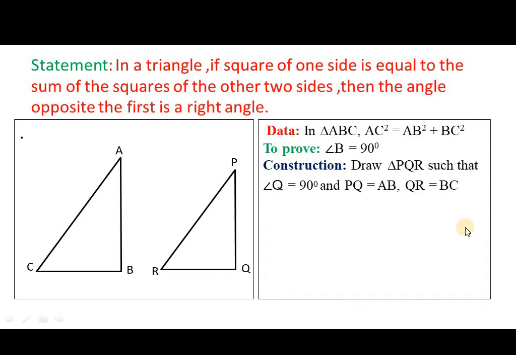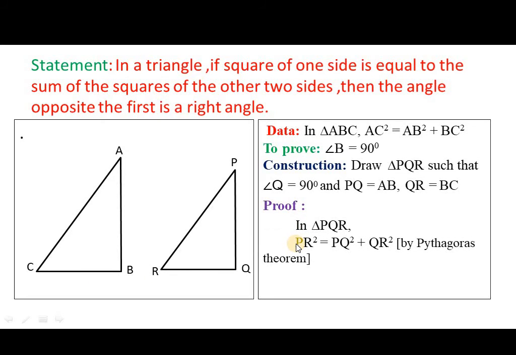So let us construct one more triangle PQR to prove this converse theorem. How to construct this triangle? This triangle is similar to the triangle ABC. Here also we construct angle Q equal to 90 degrees, and the length of PQ must be equal to the length of AB, and the length of QR, the base of the triangle, must be equal to the base of the first triangle. The length of QR must be equal to the length of BC.